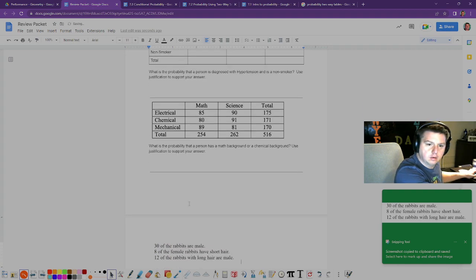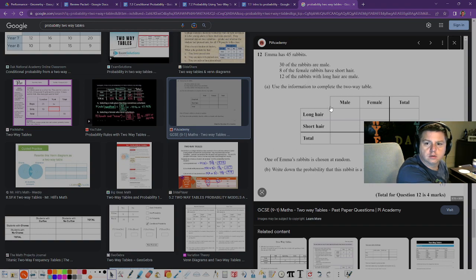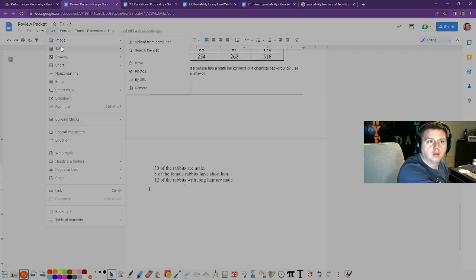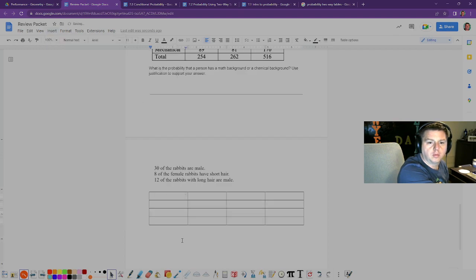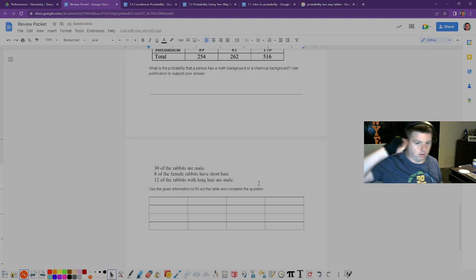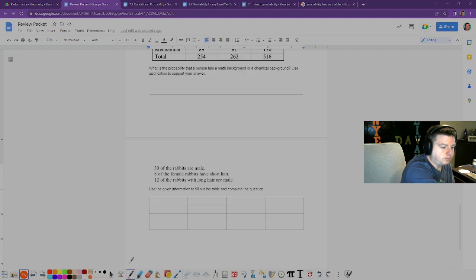Okay, so let's go here. We are going to do a 4 by 4. That's a table, the dimension of the table. All right, so we would start with male, female, total. We would do long, short, and then total.